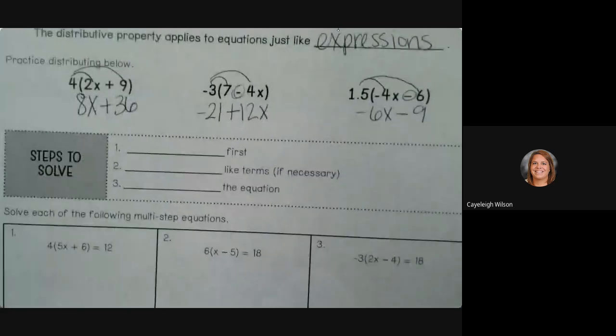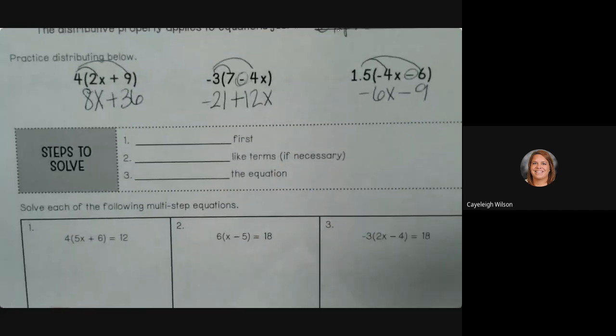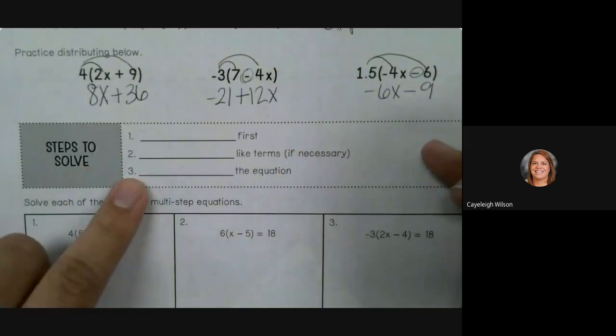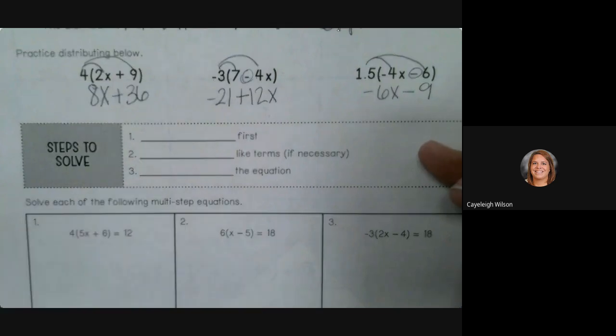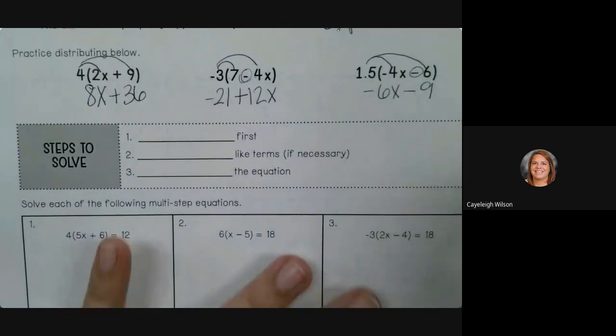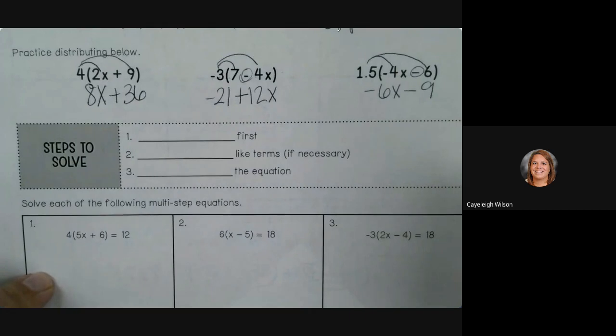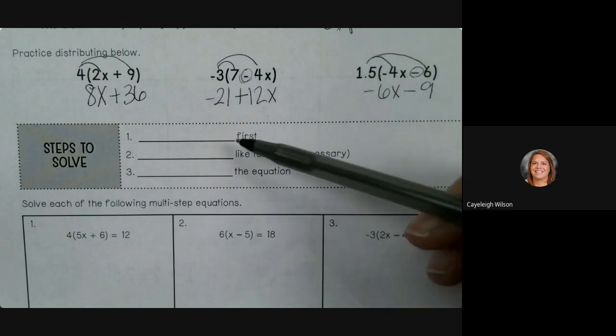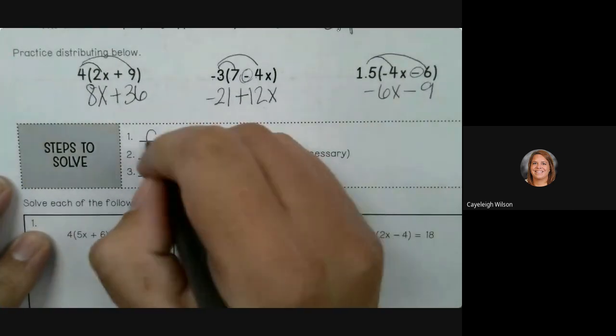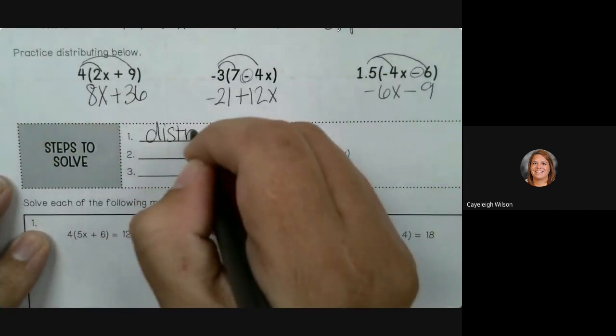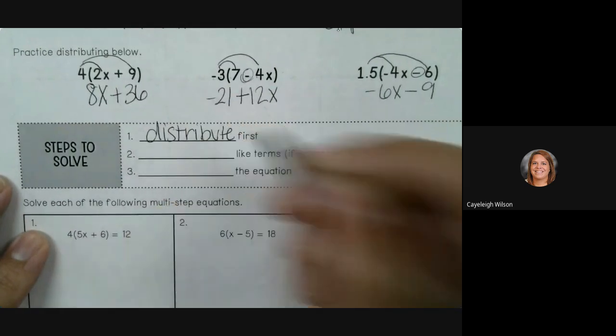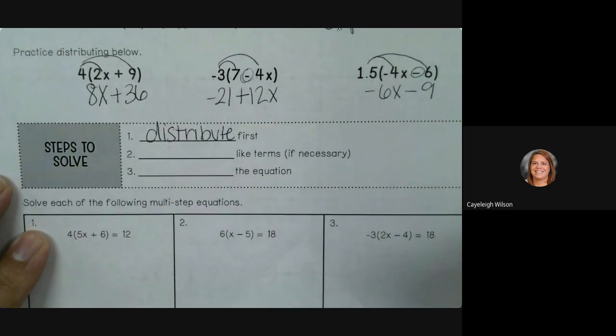All right, so we're going to throw this in with two-step equations. So we're going to add a step into our steps for solving. Before, when we were doing two-step equations, we undid the addition and subtraction first, and then we undid the multiplication and division. But since we're throwing in the distributive property, our first step now is going to be to distribute. So we're going to make sure that we distribute into that parentheses first.